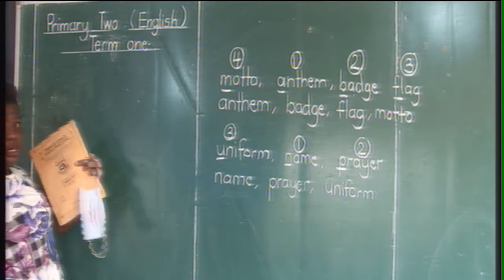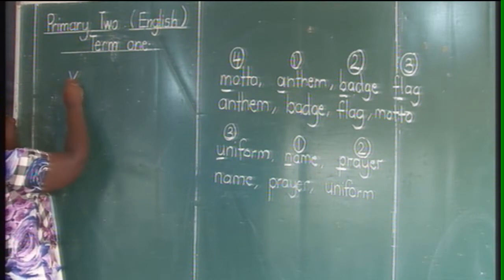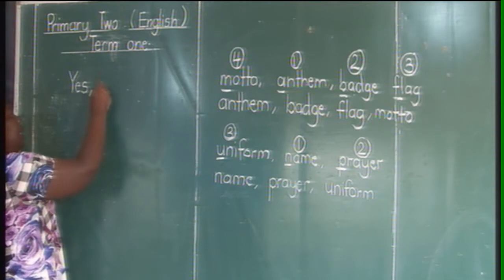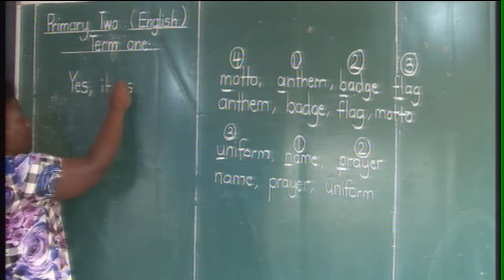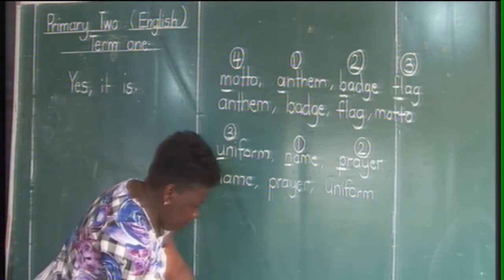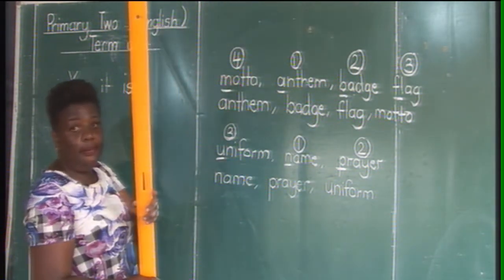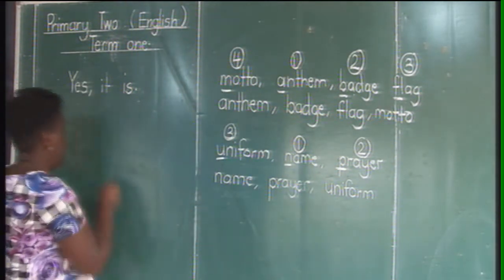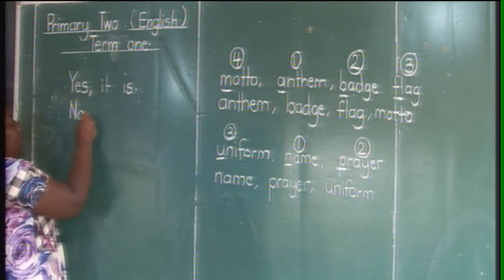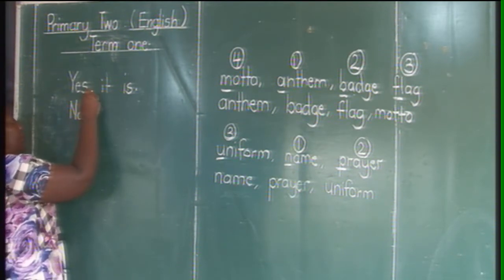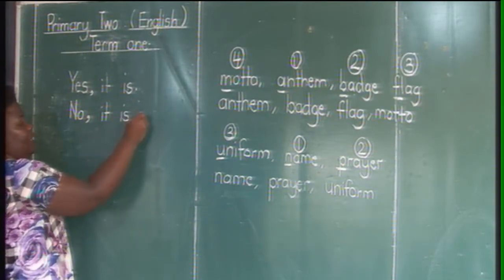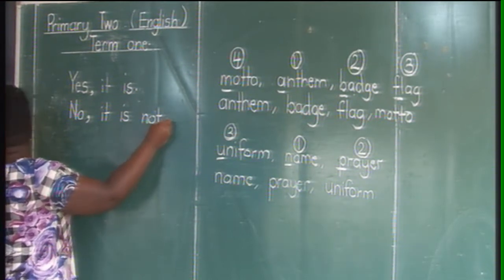Is this a book? Yes, capital Y, yes, comma, it is, full stop. Is this a chair? No, it is not. No, put a comma. No, it is not. Full stop.